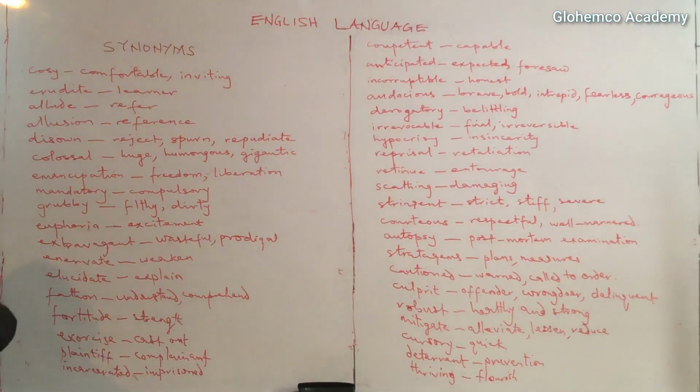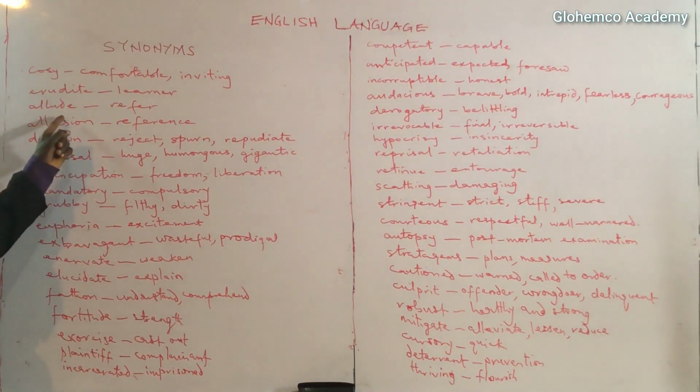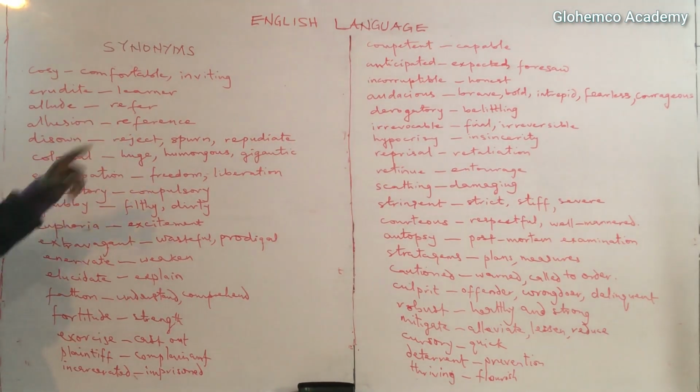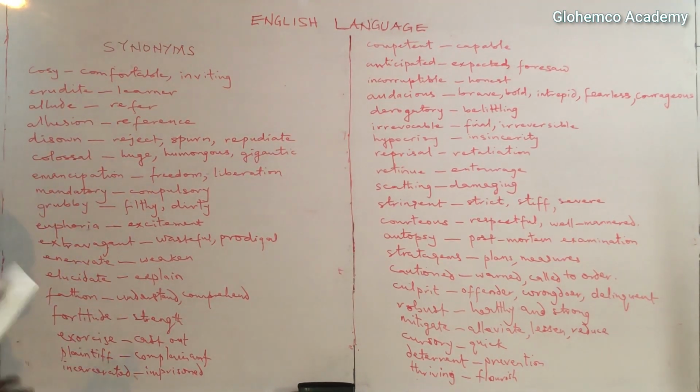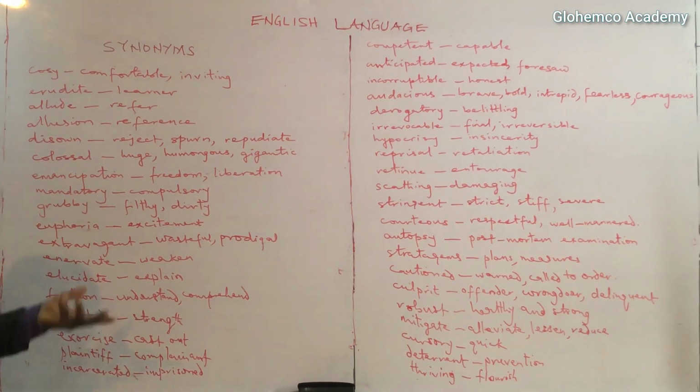So when you say Jonah, you are referring to the Bible. You are alluding to the Bible, meaning you are referring to the Bible. So allusion means reference. Then we have disown. To disown means to reject, to scorn or repudiate.